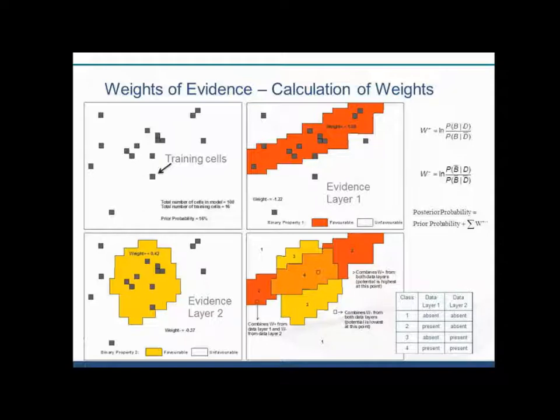To calculate the posterior probability, or the mineral potential, you add the prior probability and you sum up all the weights for a particular cell. You do that for all the cells in the model. Here are the combined evidence layers, and for a cell in the intersection between the two evidence layers, you add the positive weights from each layer. If you're off here, where you just have evidence number 2 favorable, you would just have the positive weight for evidence number 2 and the negative weight for evidence number 1. So it's not very complicated.